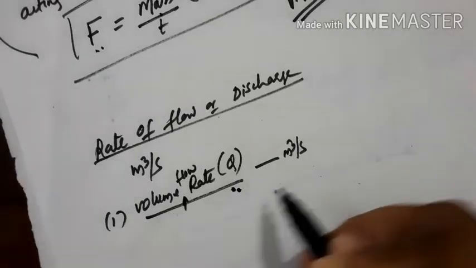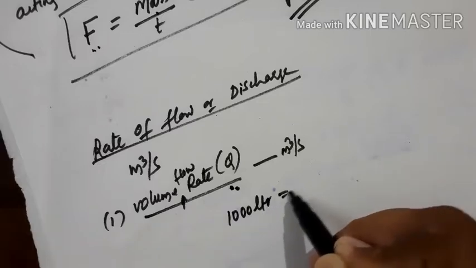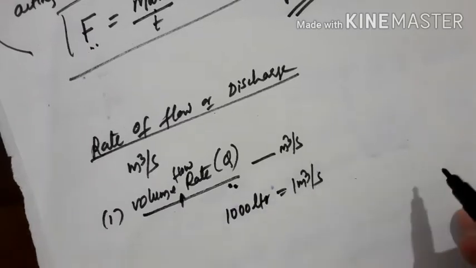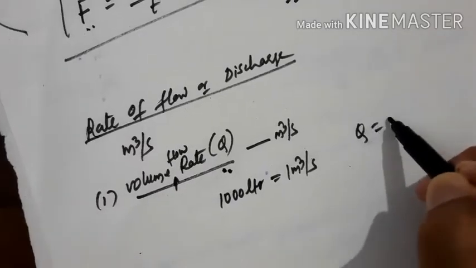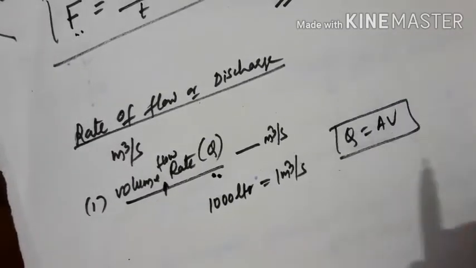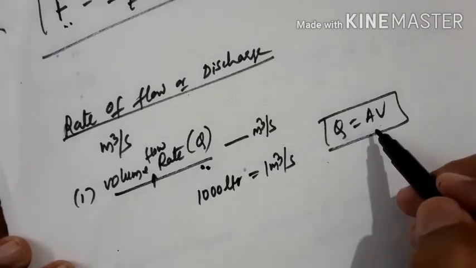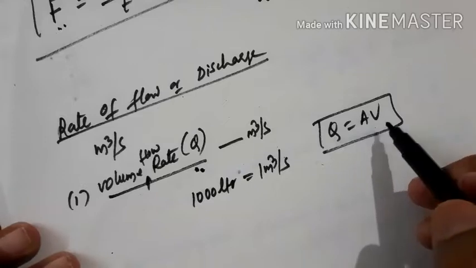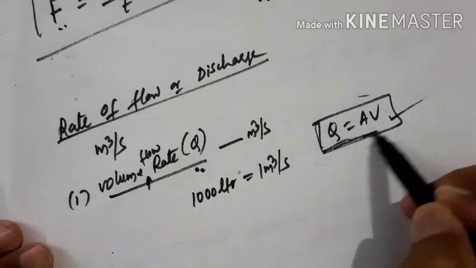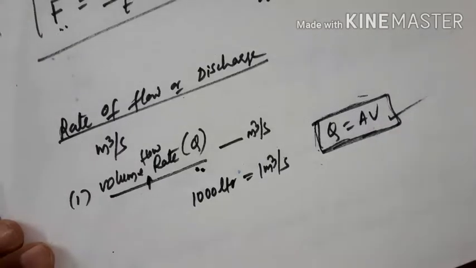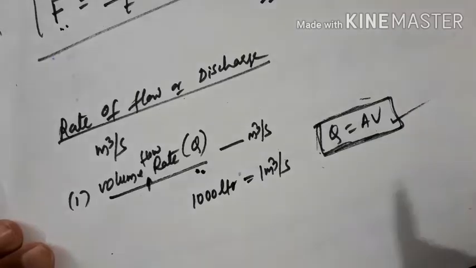As you know, 1000 liter equal to 1 meter cube per second. Then it can be written as Q equal to A into V. So this is volume flow rate, where A is the area of section and V is the velocity of flow. This is one famous equation which can be used to calculate the discharge across the section.